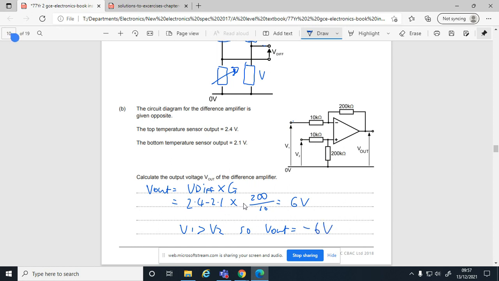You could put it in there and put a minus sign there, but I've just done it as a positive answer, but then just check which one has the bigger number going in. Look, V1 goes into the inverting input. It's got a bigger number. The answer is going to be negative. Okay.